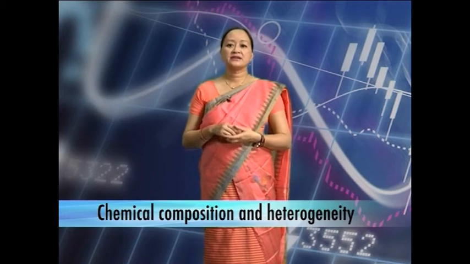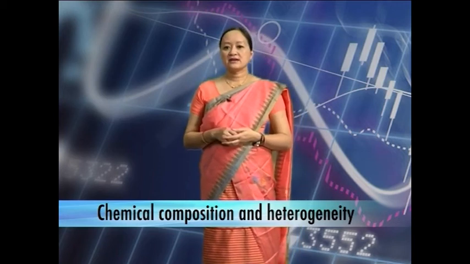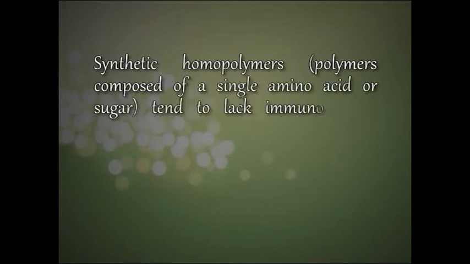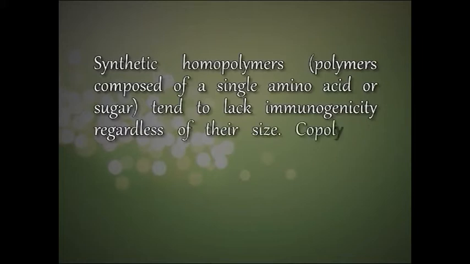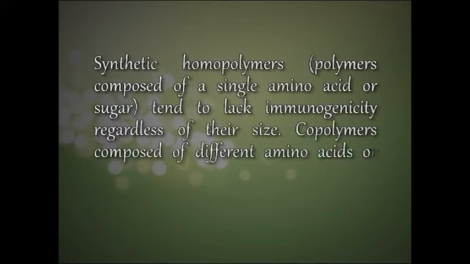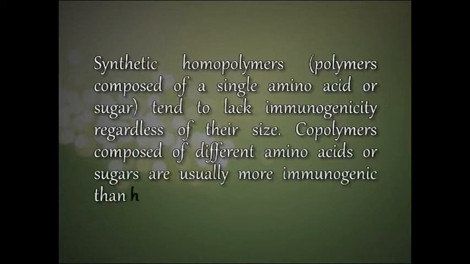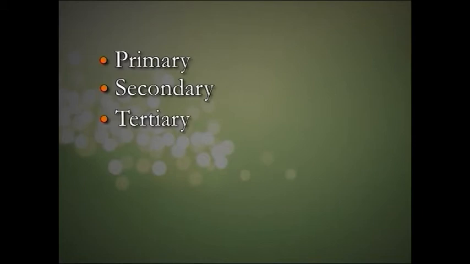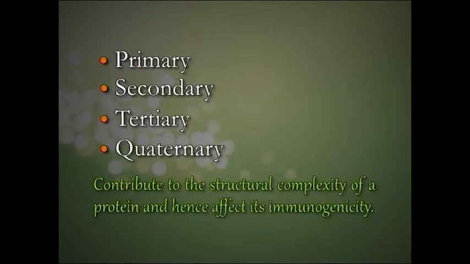Chemical composition and heterogeneity. Size and foreignness are not by themselves sufficient to make a molecule immunogenic. Other properties are needed as well. For example, synthetic homopolymers, polymers composed of a single amino acid or sugar, tend to lack immunogenicity regardless of their size. Copolymers composed of different amino acids or sugars are usually more immunogenic than homopolymers of their constituents. All four levels of protein organization, primary, secondary, tertiary, and quaternary, contribute to the structural complexity of the protein and hence affect its immunogenicity.